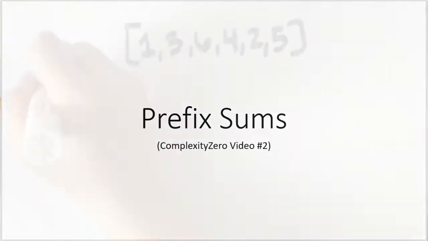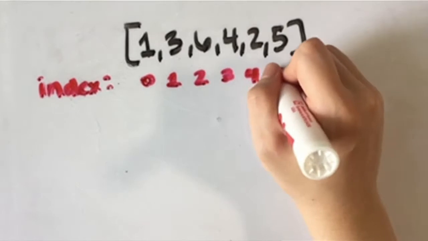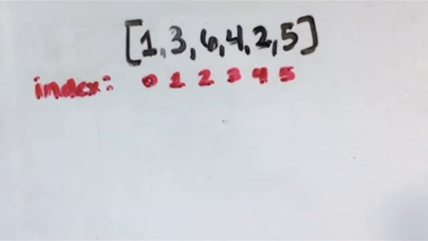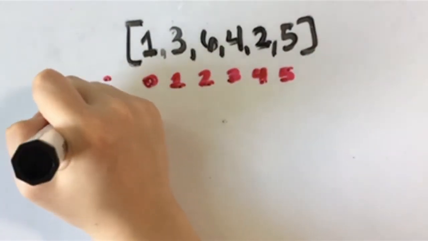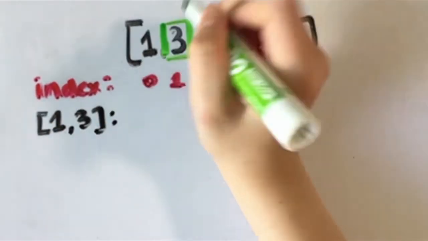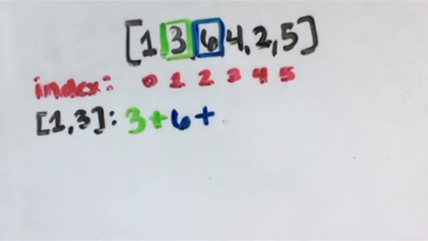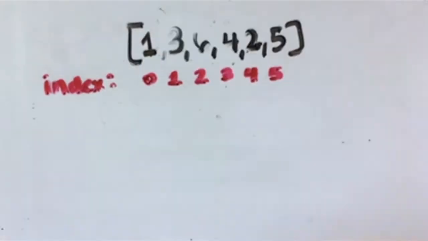Say that we are given an array of integers and asked to compute the sum of the values within a certain range of indexes. For example, how might we compute the sum of the entries between indexes 1 and 3? One way to approach this is to simply iterate from the starting index to the ending index. Using this method, we get that the sum is 3 plus 6 plus 4, which is equal to 13.